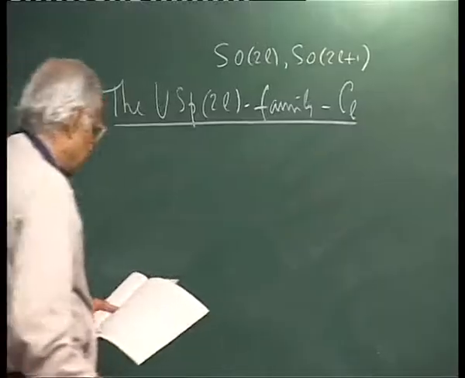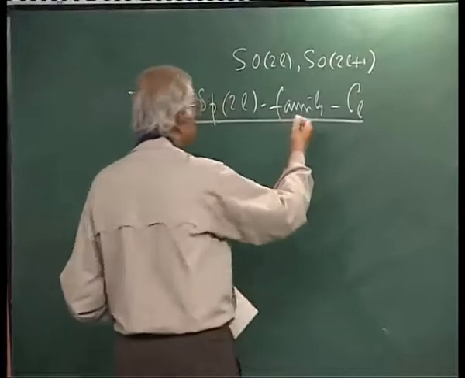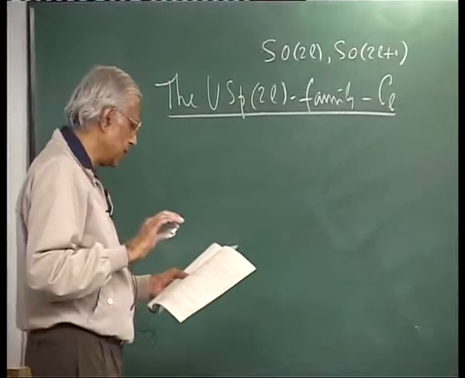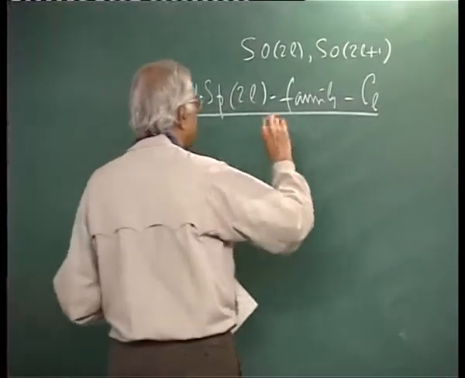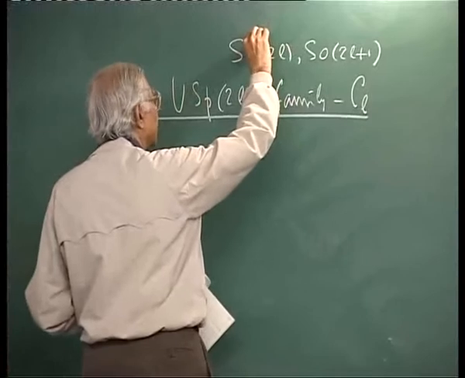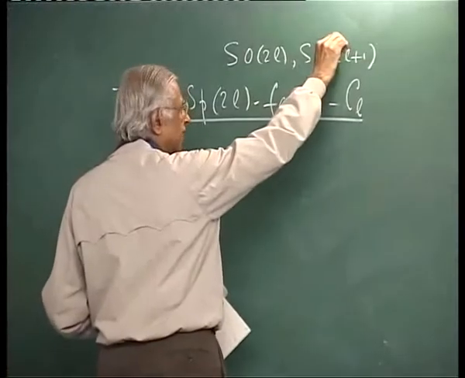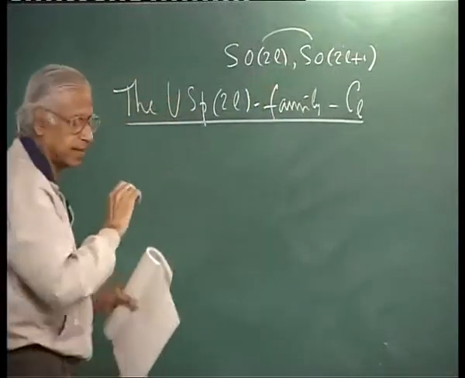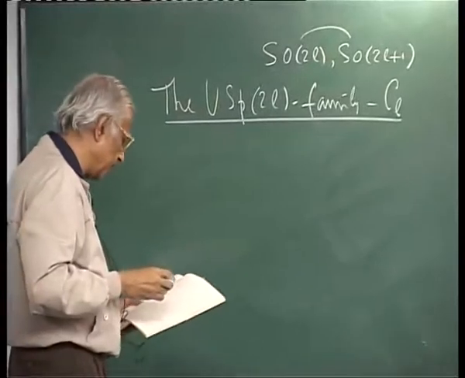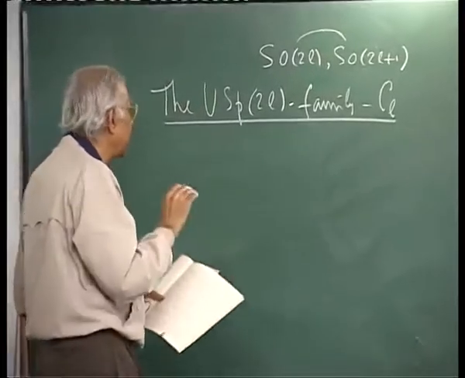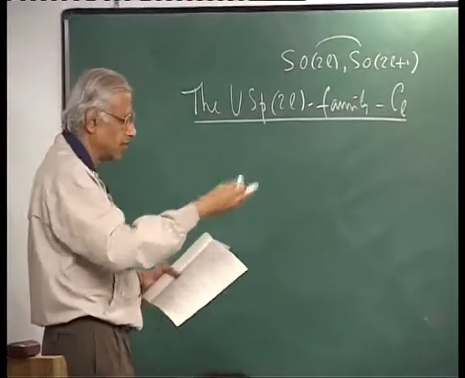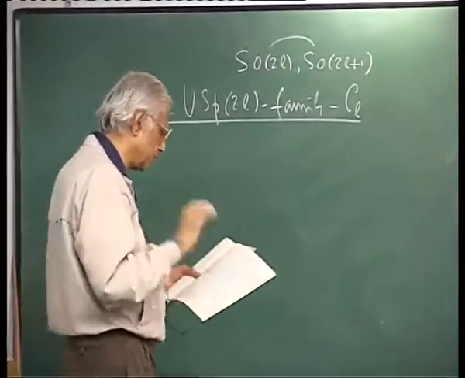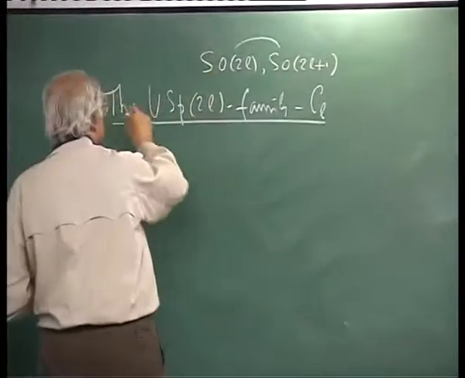Now let me change. I was saying these groups, their Lie algebras, are unfamiliar to most physicists. They have some properties similar to SO2L, some properties similar to SO2L plus 1. So somehow they seem to stand in between the easy cases. So keep all this in mind as we go along. Even the defining representation, which I will show you very soon, you really have to work to get used to it.